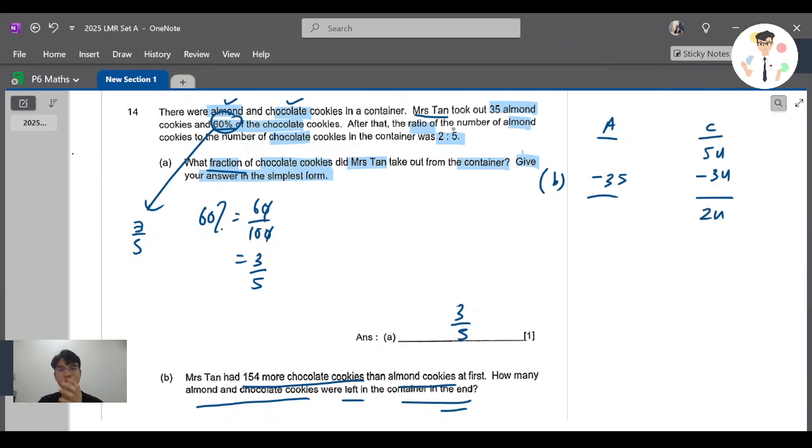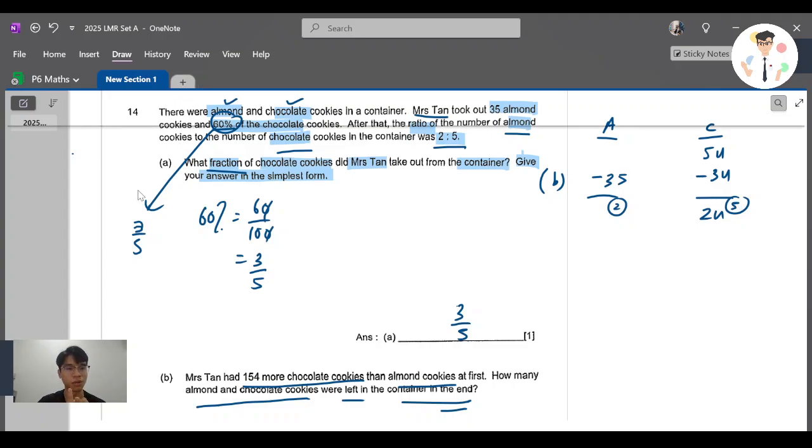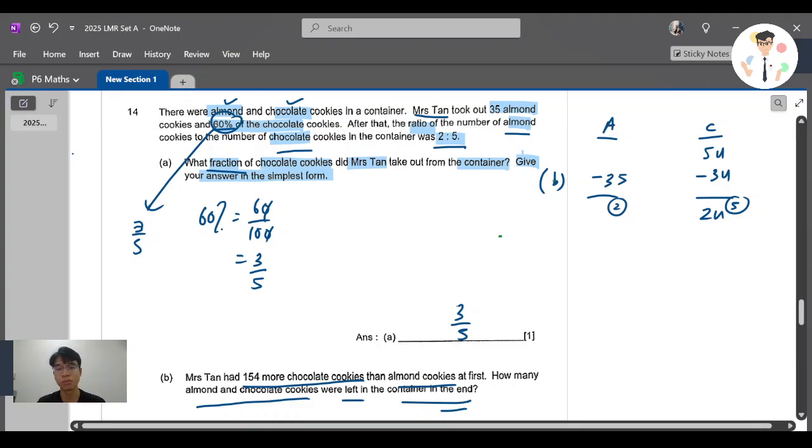After that, the ratio of the number of almond to chocolate was 2 to 5. Eh? Here supposed to be 2 units, here supposed to be 5 units. These two are actually supposed to be the same, but they are not the same. So we make it the same by looking for the LCM. What is the LCM of 2 and 5? You know it's 10.